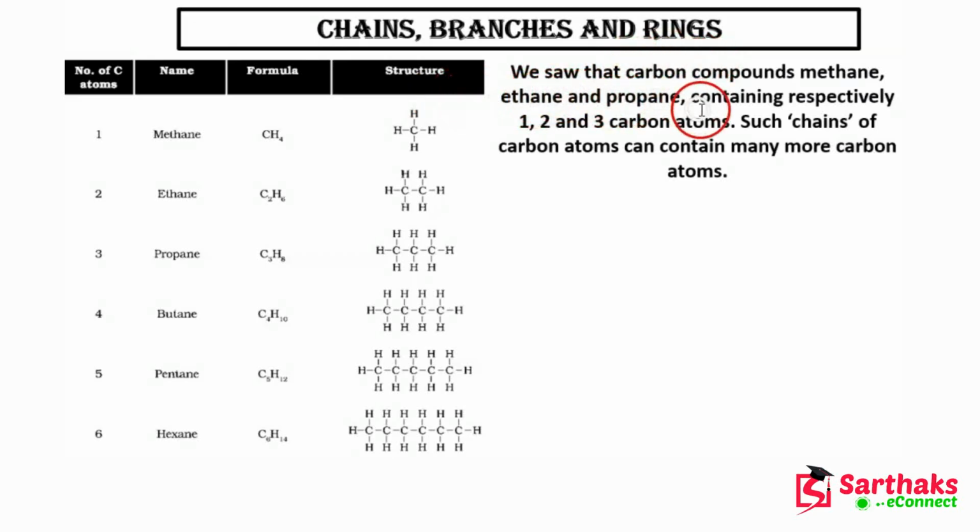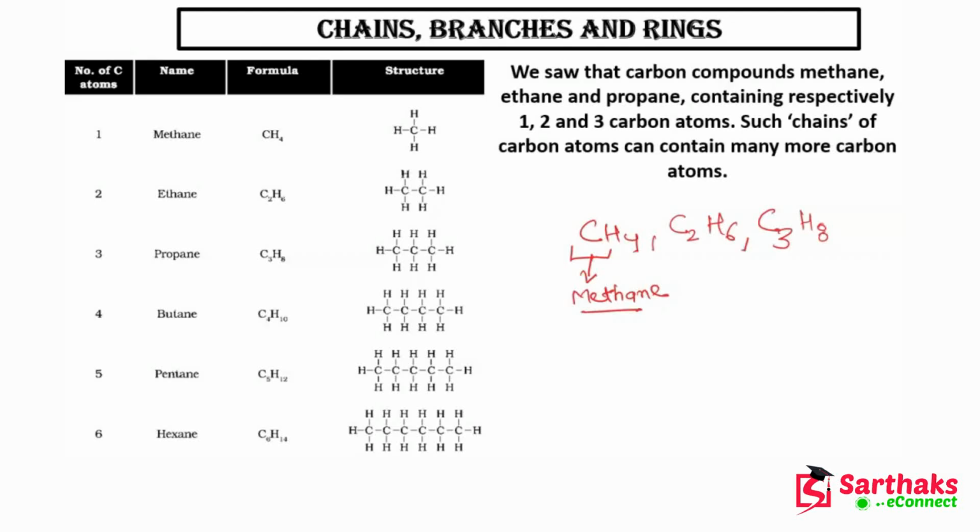We saw the carbon compounds methane, ethane and propane. So what are methane, ethane and propane? These are carbon compounds. For methane the formula is CH4, for ethane the formula is C2H6, and for propane the formula is C3H8.